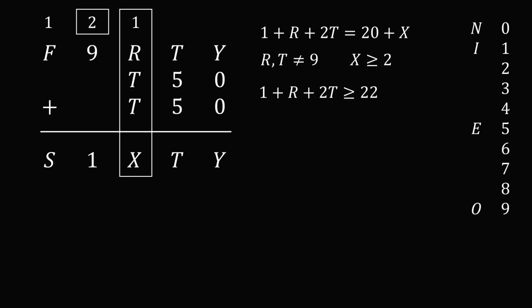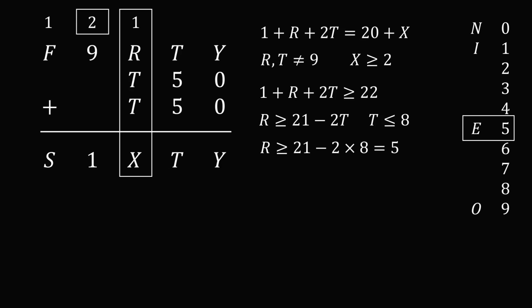Subtract 1 and 2t from both sides of the equation, so r is greater than or equal to 21 minus 2t. So what's the smallest possible value of r that we could consider? This will happen when we're subtracting the largest value from 21. Now the largest value for t will be 8, and so we'll try to subtract 8 from that. So r is greater than or equal to 21 minus 2 times 8, which equals 5.